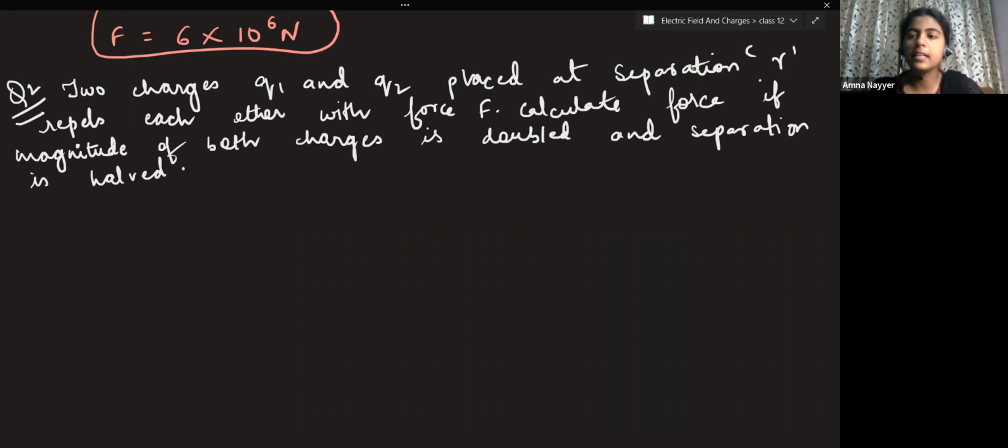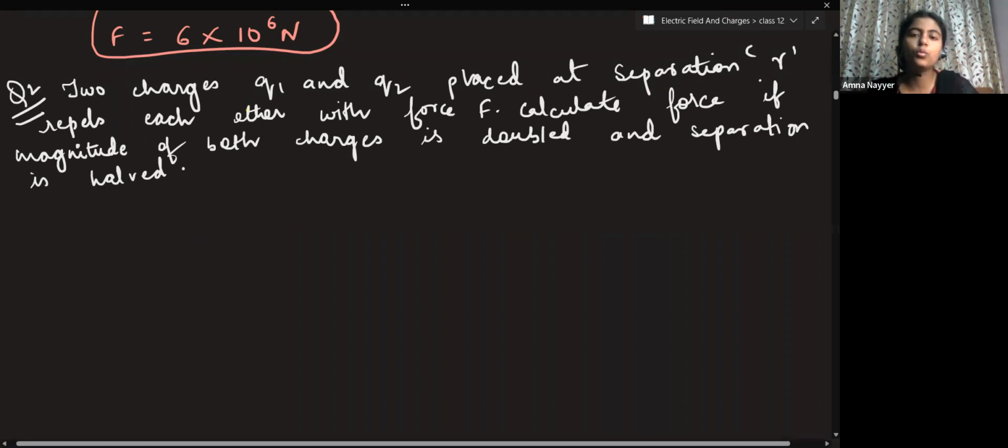All right, see, it says that two charges Q1 and Q2 are placed at a separation r, they repel each other. It means if we have a charge Q1, we have a charge Q2, both of these are separated by r. Then both of these repel each other with a force F. It means these are like charges and they must be repelling each other. So let's say F is the force with which both of these charges repel each other.